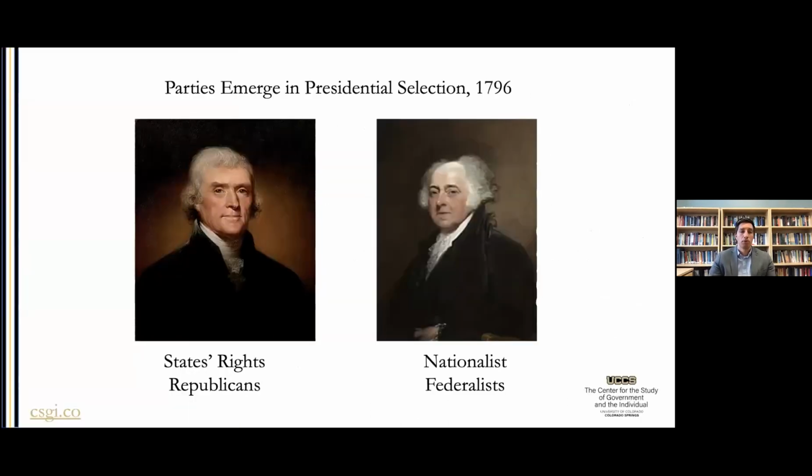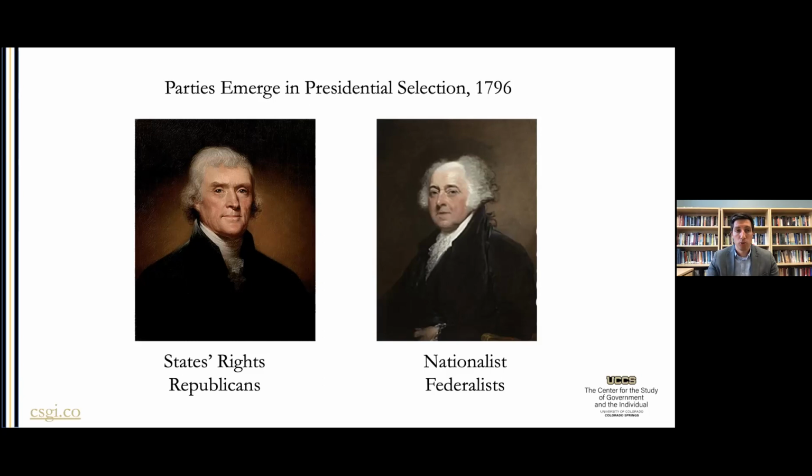Okay, so we talked about how political parties emerged in Congress first. Parties also emerged in the Electoral College in the presidential selection of 1796. Washington was unanimously supported by the American states and by the Electoral College in his two elections in 1789 and 1792. But when he indicated that he was not going to serve a third term, there was a competition among the two parties for the presidency.